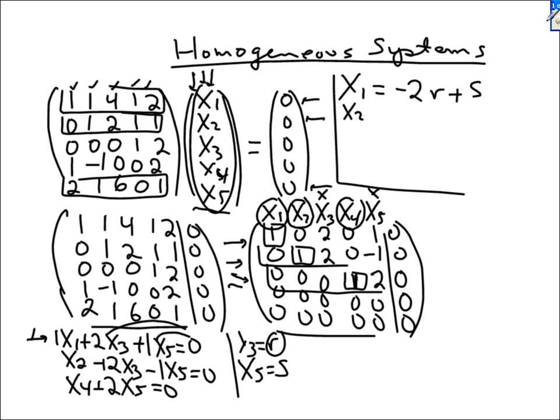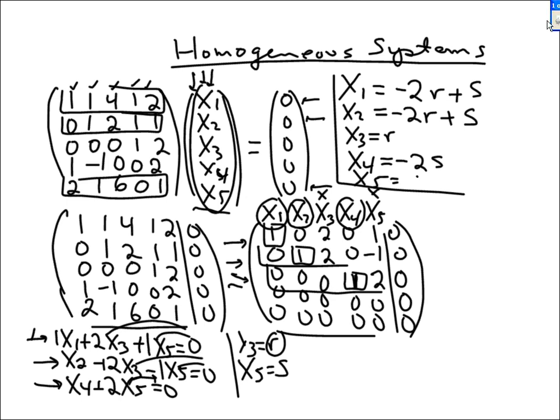And x2, bring the x3 and x5 terms over. You get negative 2x3, but x3 is r, plus x5, which is s. And just to go in order, x3 is r, and the next equation, x4, bringing the 2x5 to the other side, becomes negative 2x5, and x5 is s. Like I said, x5 is s. So that is the solution space.